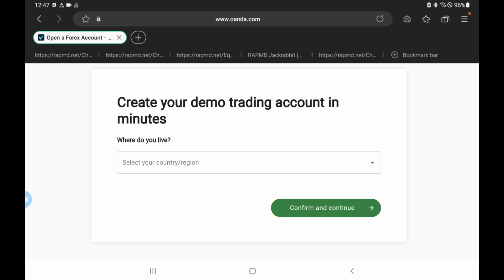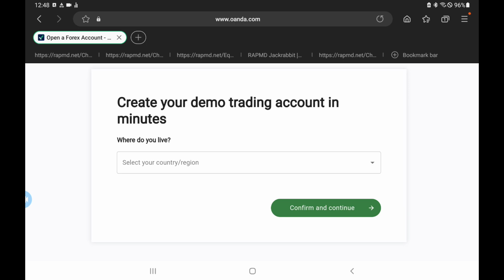Now you can use any broker in your area as long as it has a demo account or a paper trading account. This is always the first step. At this point, if you're just learning to trade, don't use real money. Do not, I repeat, do not sign up for a live account. Only a demo account.